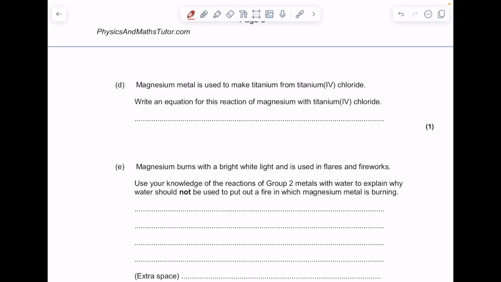Magnesium metal is used to make titanium from titanium 4 chloride. Write an equation for the reaction of magnesium with titanium 4 chloride. So this is what I was saying in the video, you do have to learn this. And then again, make sure it's balanced.